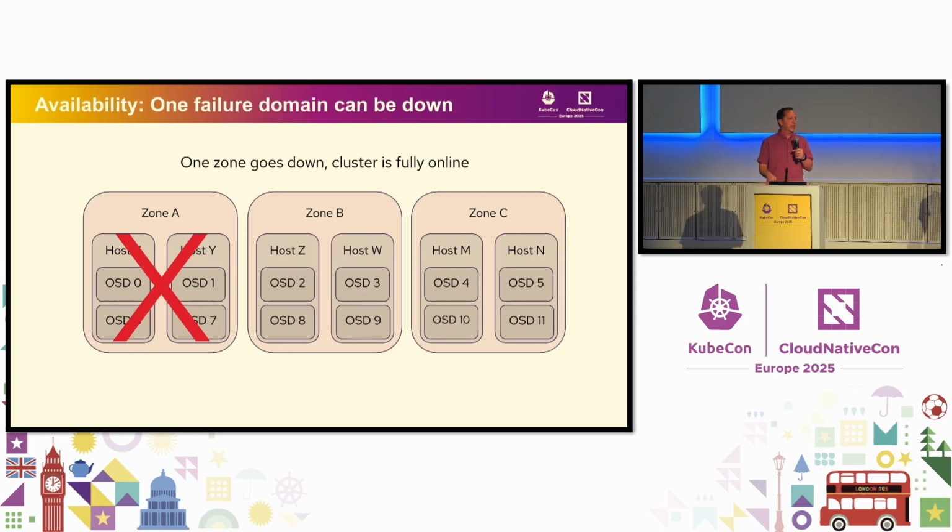So there's no downtime, there's no outage, there's no data loss, even with having a full zone that is down for some time, or even permanently. No data loss, no downtime. What if it gets worse? What if we have an outage where 2 zones go down?